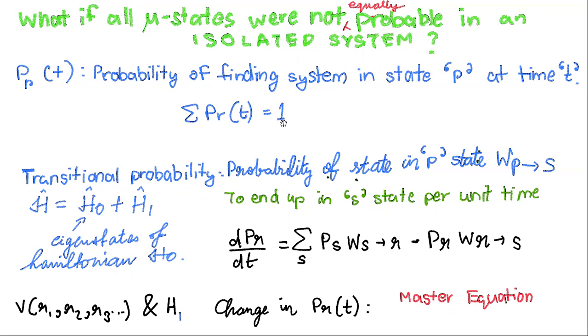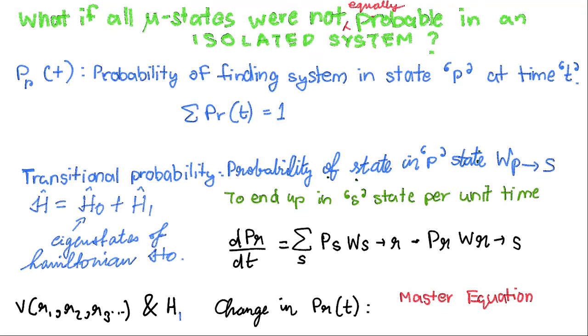And we can also in general define something called the transition probability, which is, suppose the system was in a microstate R, and the probability.